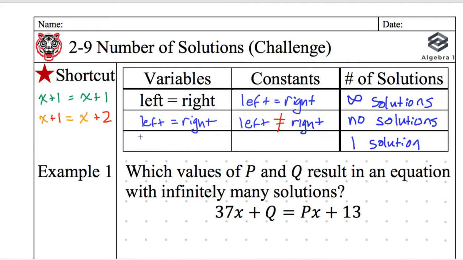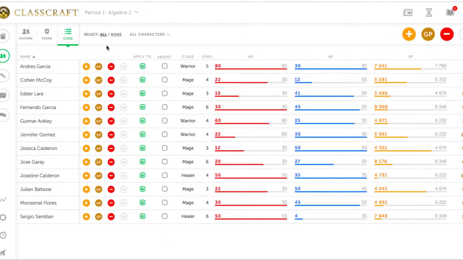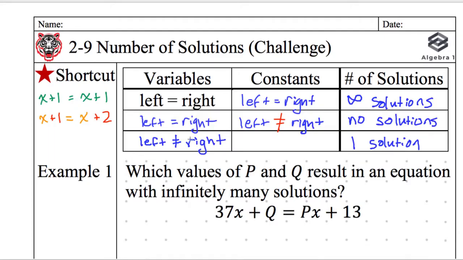Wait, left equals right, and then cross out the equals. So left does not equal right. Yeah, you are correct. Go ahead and get your candy. Let me come back over here, Fernando. 50 XP. Yeah, so the left cannot equal the right.